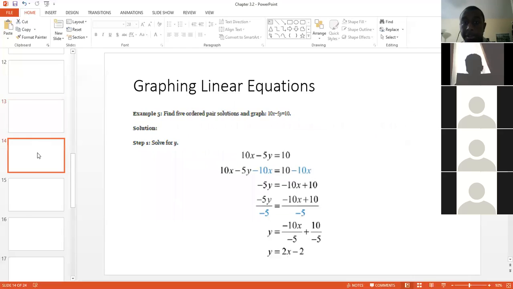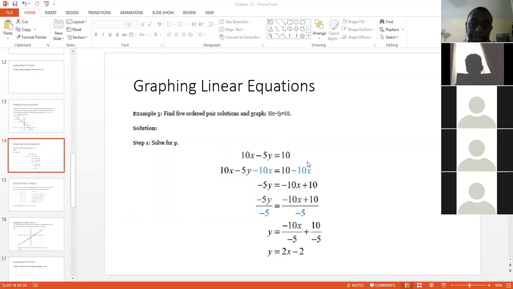Now we're going to go through a guided example of how you graph a linear equation. So first you find 5 ordered pair solutions, and you graph 10x minus 5y equals 10. The first thing you do is solve for y. You convert it to slope-intercept form. Here we have it in standard form, 10x minus 5y equals 10. Now we subtract 10x on both sides. Then you're left with negative 5y equals negative 10x plus 10.